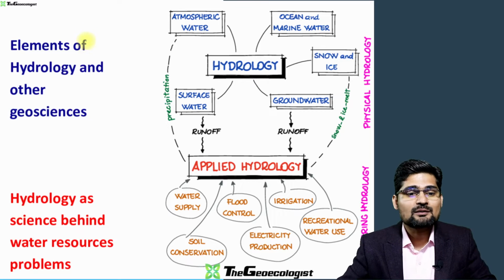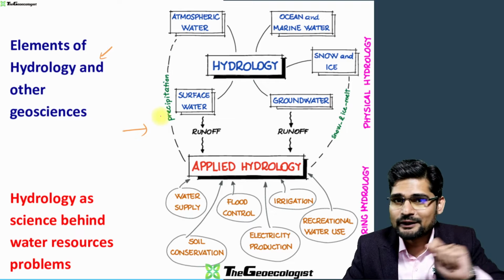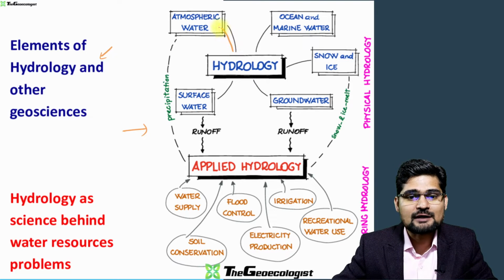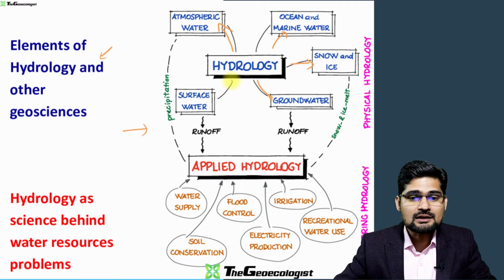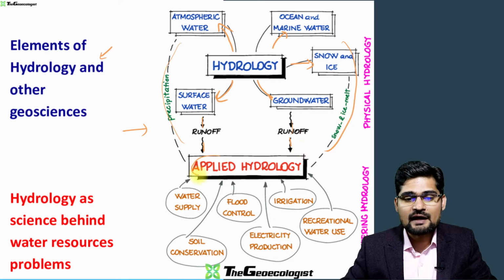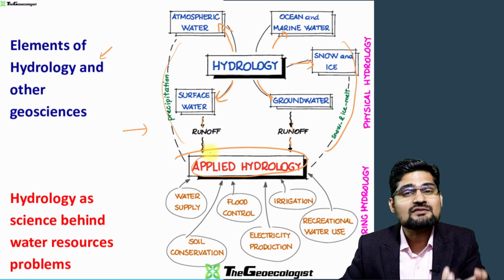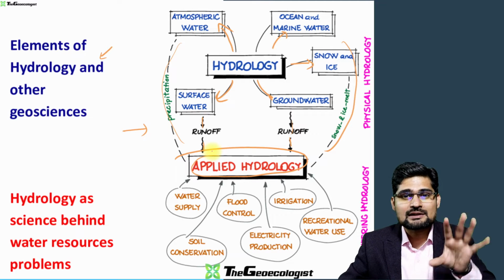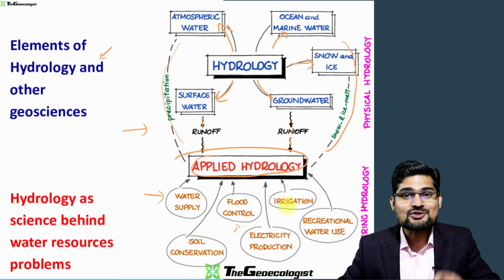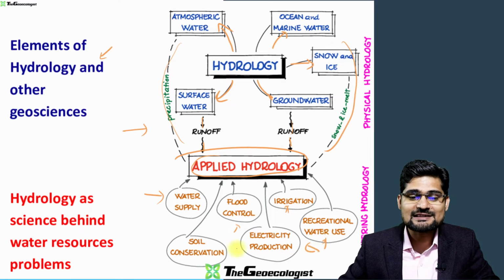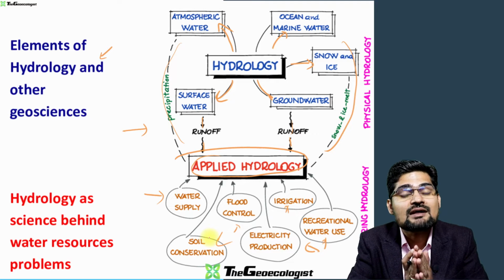Now, let's look into the elements of hydrology and other geosciences. This flow diagram would help you to understand it in a better way. So, hydrology has a link to atmospheric water, ocean and marine water, snow and ice caps, groundwater, surface water. And here you have runoff, and then you see this is the entire cycle which is here. Now if you observe applied hydrology, the application of this hydrological process, its distribution and the knowledge about it, it has to be where? In terms of water supply, flood control, irrigation, recreation, electricity production, soil conservation, and several other domains.